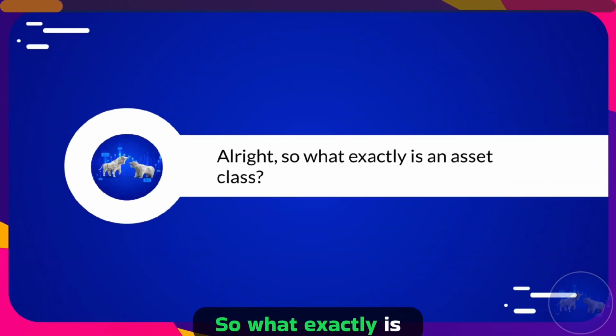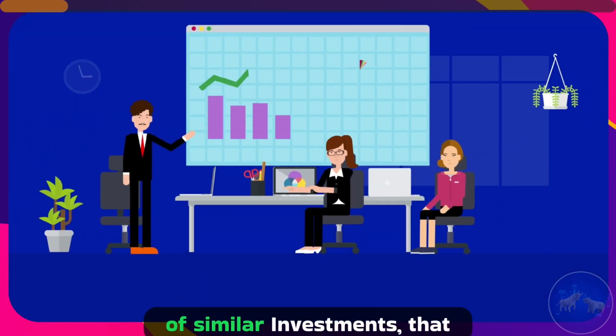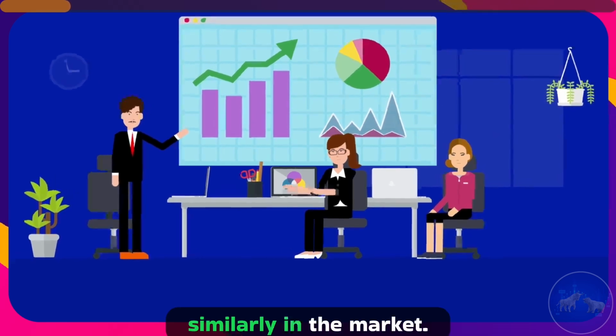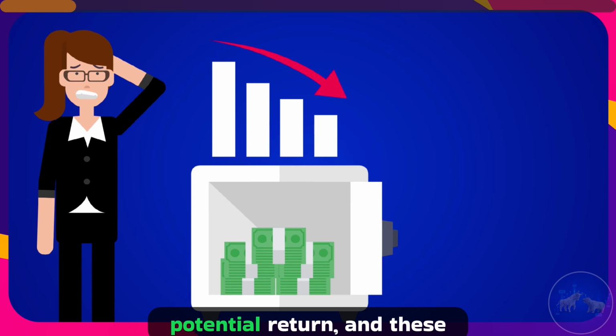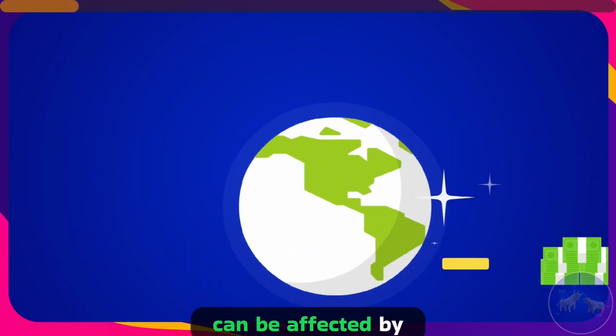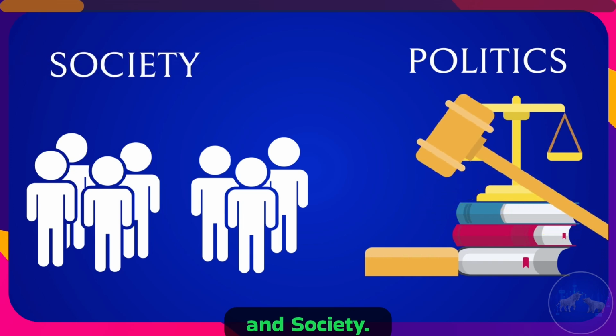All right, so what exactly is an asset class? It's basically a group of similar investments that tend to behave similarly in the market. Each asset class has its own level of risk and potential return, and these can be affected by all sorts of stuff like the economy, politics, and society.